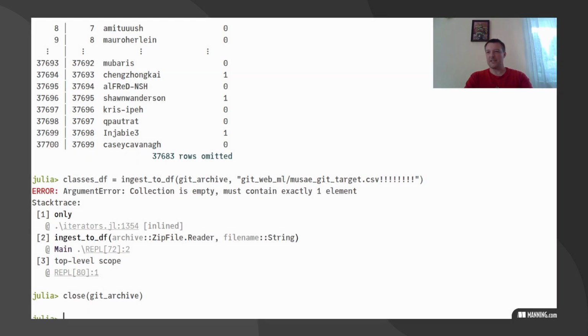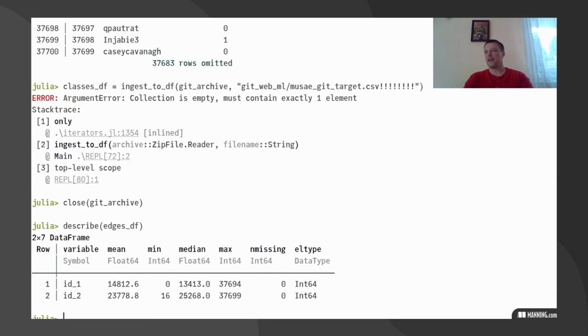So now let's get a quick descriptive statistics of our data frames. First, we describe the edges data frame, and we can see that this is maybe not super interesting. We see that the minimum vertex number is 0, and the maximum vertex number is 37,699. What information does it give to us? It gives us information that this data frame uses zero-based indexing.